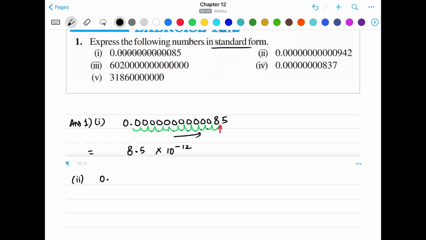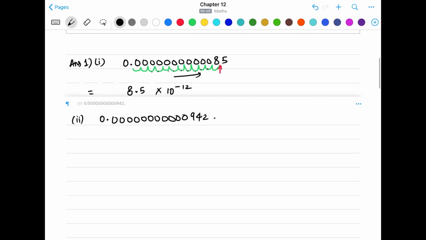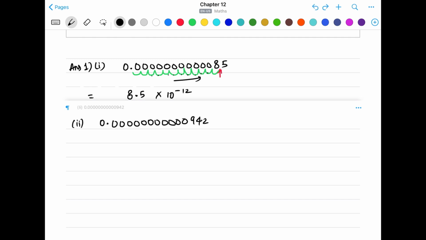We have 0 point. Let's count the number of zeros here again. We have 1, 2, 3, 4, 5, 6, 7, 8, 9, 10, 11. Then we have 9, 4, 2. Again, clearly you can see we have the decimal here, and we will shift it to the right after the first digit, that is 9.